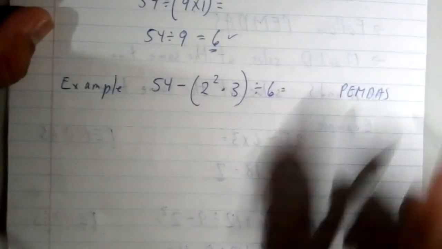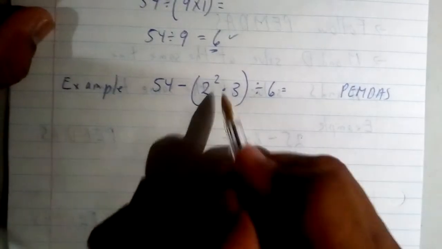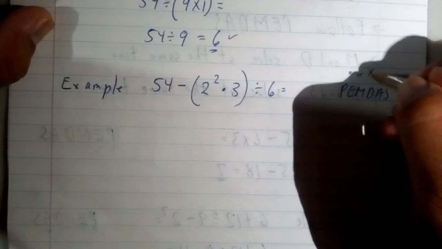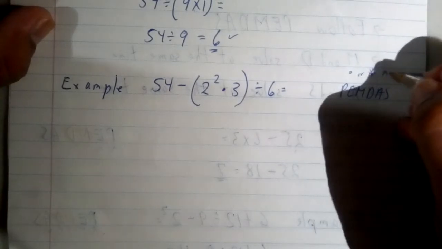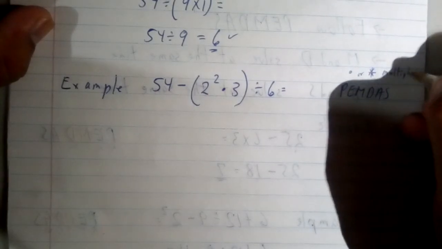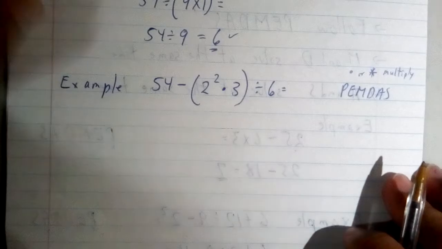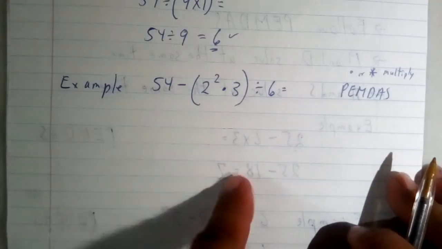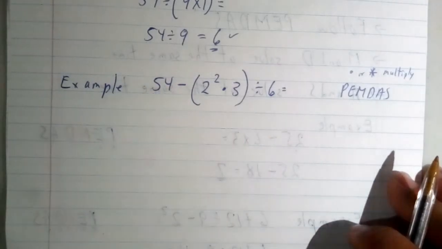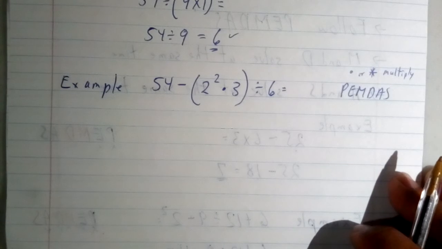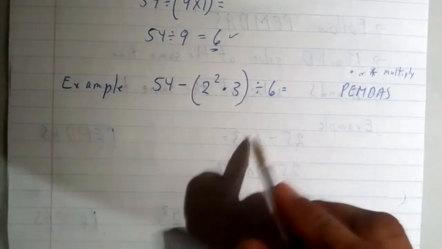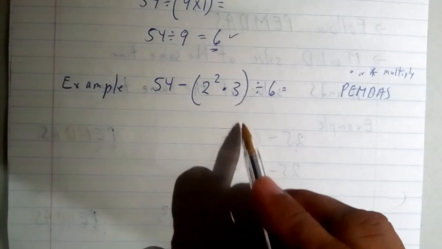PEMDAS. Now this symbol here, which is dot, people use the dot or the asterisk to mean multiply or multiplication. In higher level maths, this is what you will be using. You will not be using the X to represent multiplication, because that will cause confusion, especially in algebra. So consider this dot to represent multiplication, or the asterisk to represent multiplication.